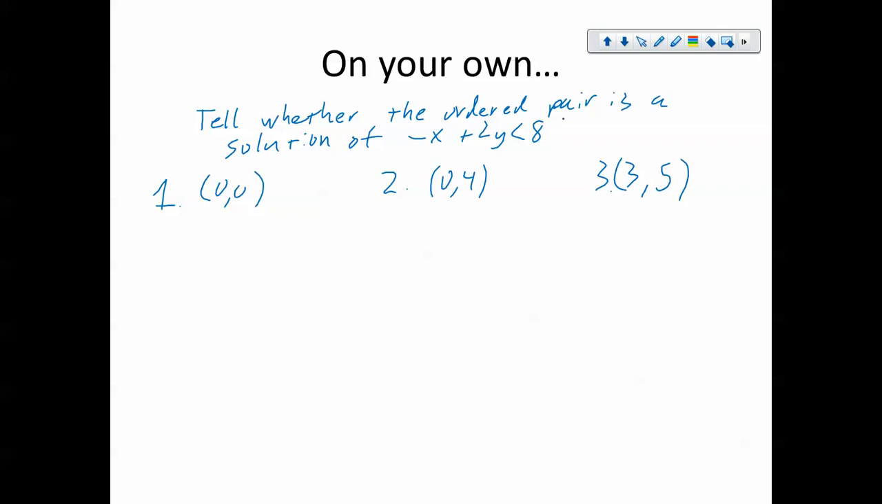Determine whether the ordered pair is a solution of negative x plus 2y is less than 8. So what we're going to do for each one of these is plug it into that inequality. So this is negative 0, or 0, right? Plus 2 times 0 is less than 8. This is 0 is less than 8. True statement? True. So 0, 0 is a solution.